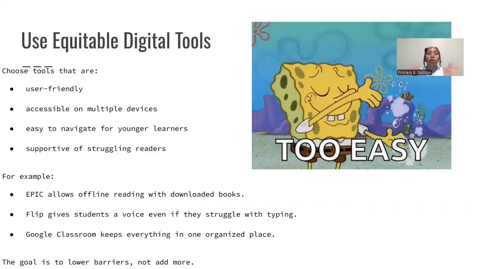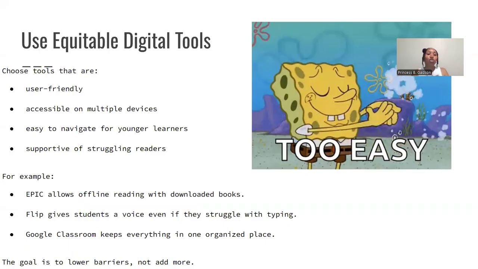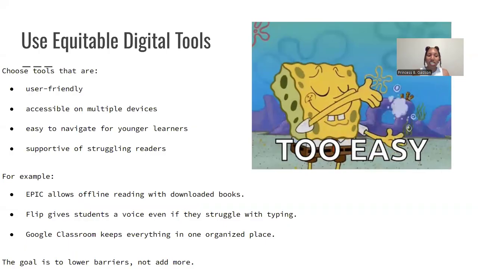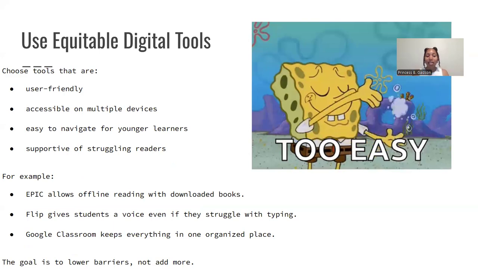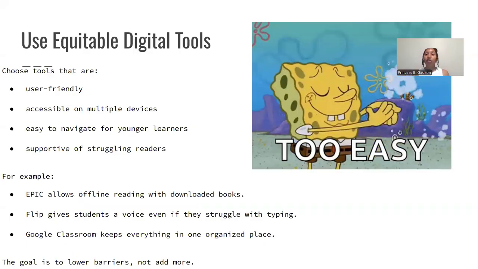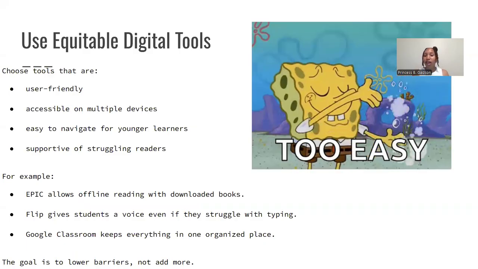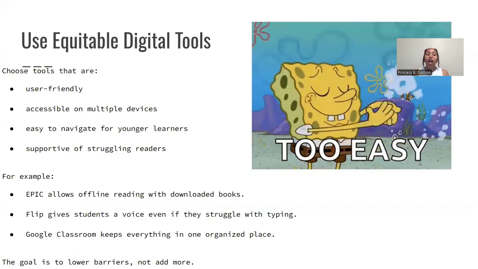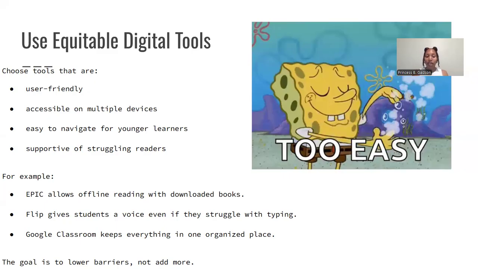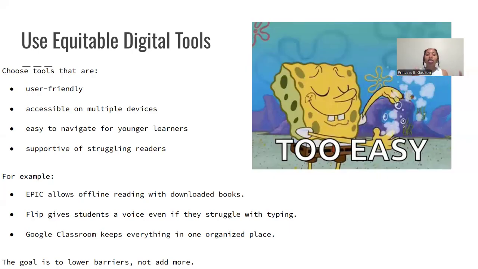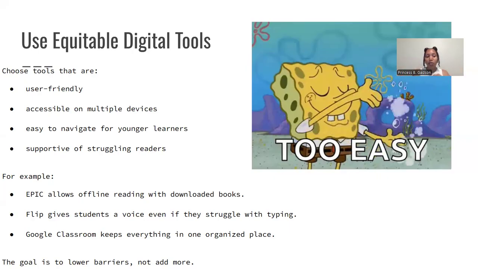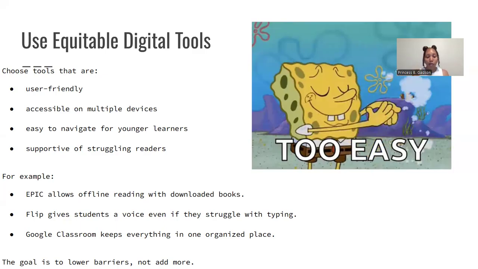Use equitable digital tools. So you can choose tools that are user-friendly, accessible to multiple devices, easy to navigate for younger learners, supportive of struggling readers. Like, for example, Epic allows offline reading with downloaded books. Flip gives students a voice even if they struggle with typing. And Google Classroom keeps everything in one organized place. The goal is to lower the barriers and not add more.